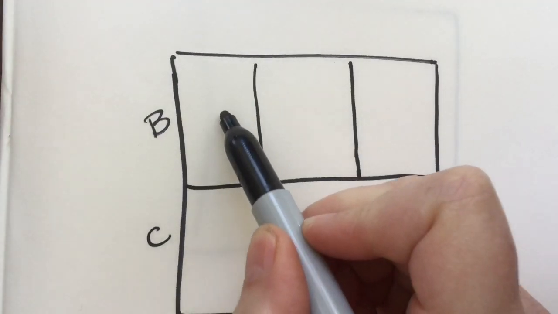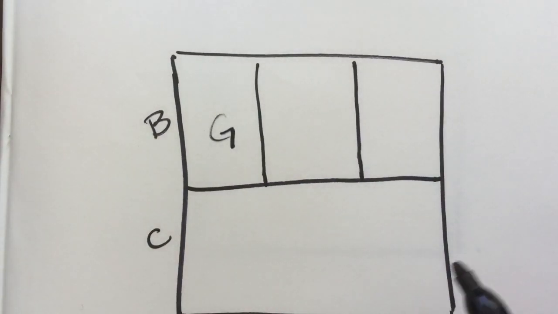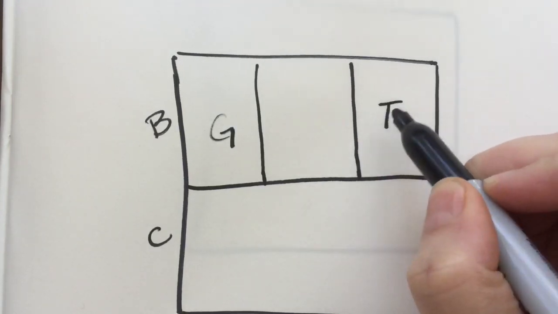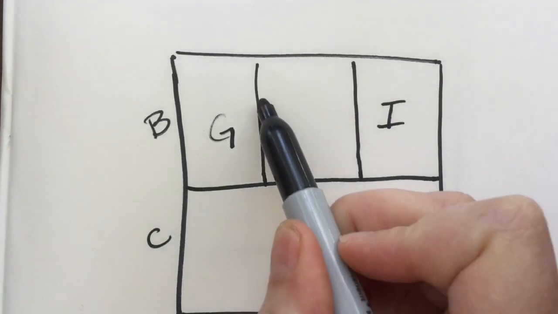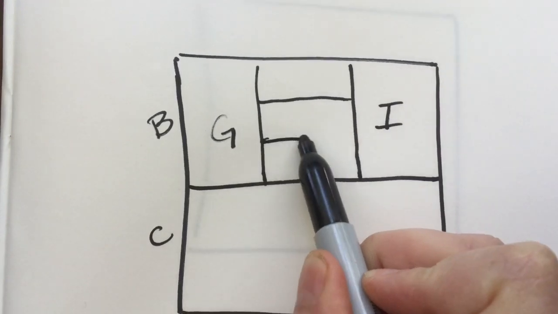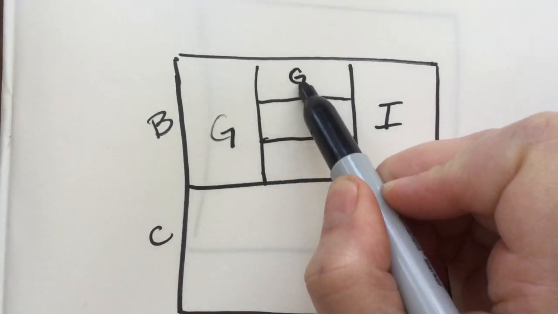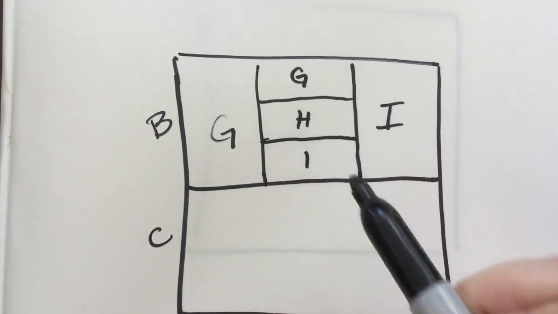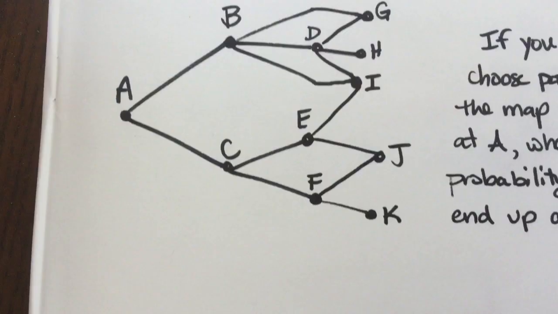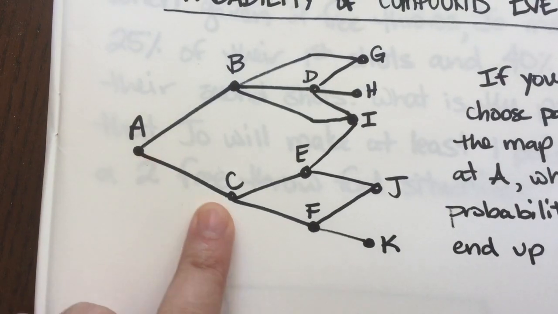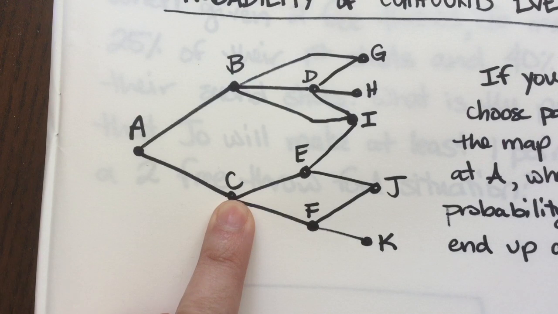Our first one went to G, the bottom one went to I, and the middle path split into 3. One went to G, one went to H, one went to I. If way back here I had gone this path, I would have ended up at C.